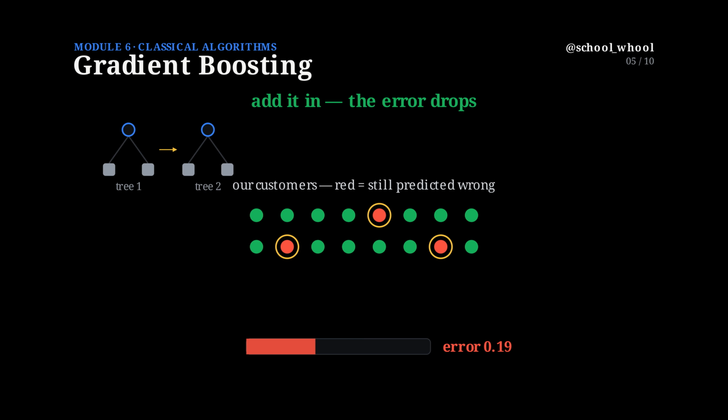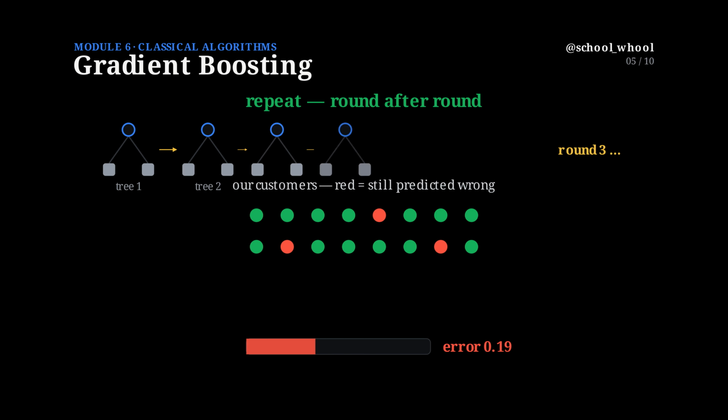Watch the error meter, it drops. Several points that were wrong a moment ago are now correct. Then we do it again, and again. Round after round, a new tree fixes whatever is still wrong. With each round, the error shrinks and the combined prediction grows sharper. Dozens or hundreds of small trees, each nudging the answer a little closer.